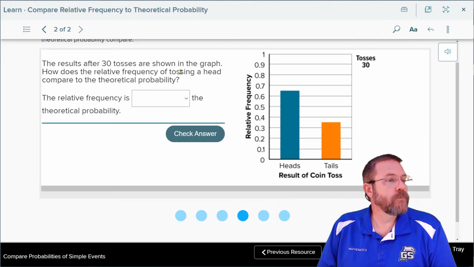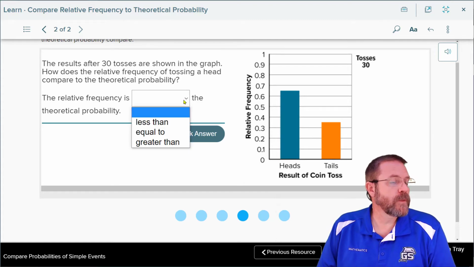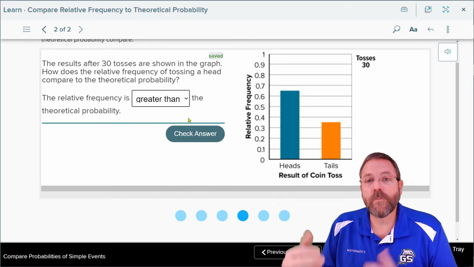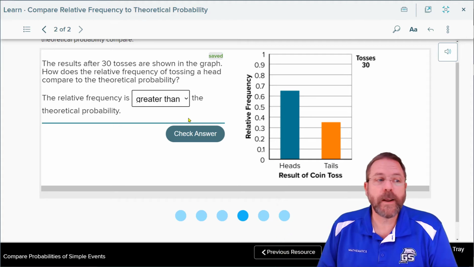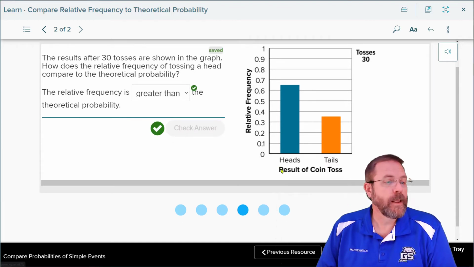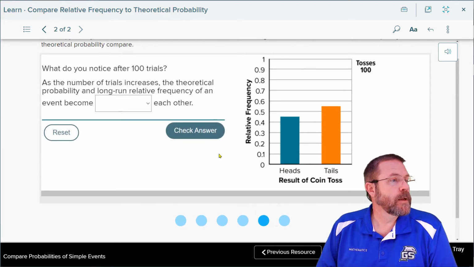How does the relative frequency of tossing heads compare to the theoretical probability? Well, now you're looking at the options. Oh, that's simple. It is going to be greater than, because the relative frequency of tossing heads happened more often than that 1 out of 2 chance of tossing heads that we found in the theoretical probability, and that checks.